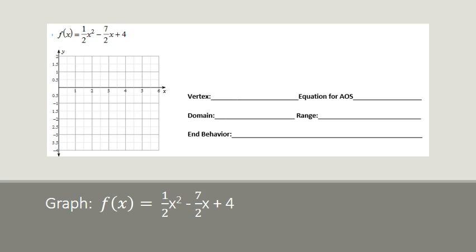Last example, you know, pre-AP, you got to throw some fractions in there. I'm going to do this down here. So my A is 1/2, my B is negative 7/2, and my C is 4. So if I plug that in, x is going to be negative 7/2 over 2 times 1/2, negative b over 2a. So that's going to cancel. The 2 times 1/2 is 1, so my x is 7/2.